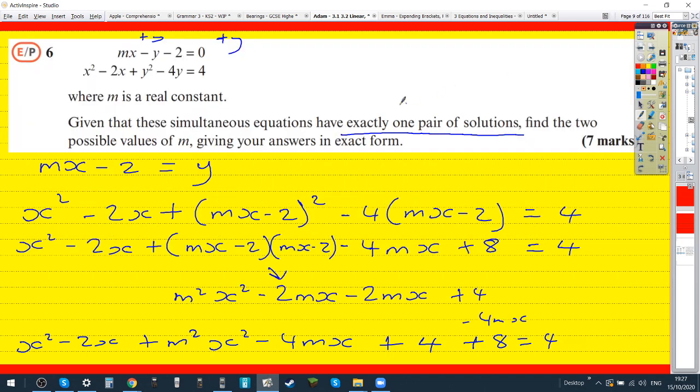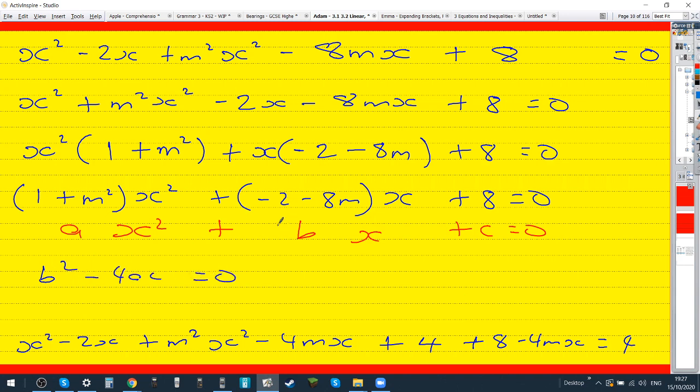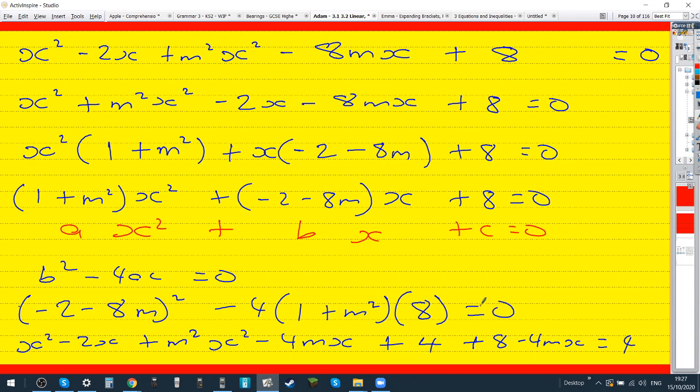They said that this question has exactly one pair of solutions, meaning b squared minus 4ac equals 0. What is b? Would b be minus 2 minus 8m? Yeah. So it's minus 2 minus 8m, squared. And what is a? What is c? A would be 1 plus m squared. And c would be just plus 8.